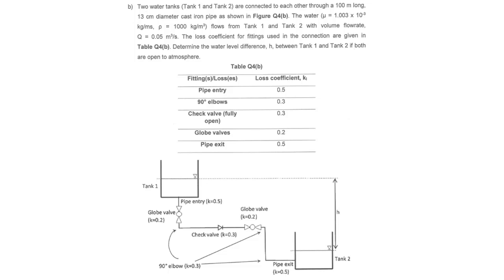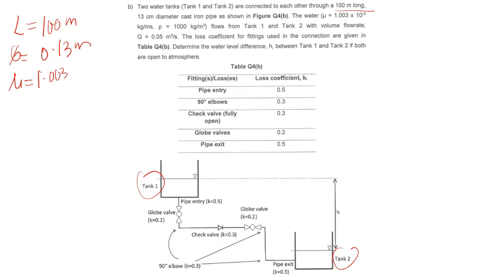We have water tank 1 and water tank 2, connected using a 100 meter long pipe. The diameter is 0.13 meter. The water dynamic viscosity is 1.003 times 10 to the minus 3, and rho is 1000, for flow from tank 1 to tank 2. Q is given to us: Q equals 0.05 meter cubic per second.